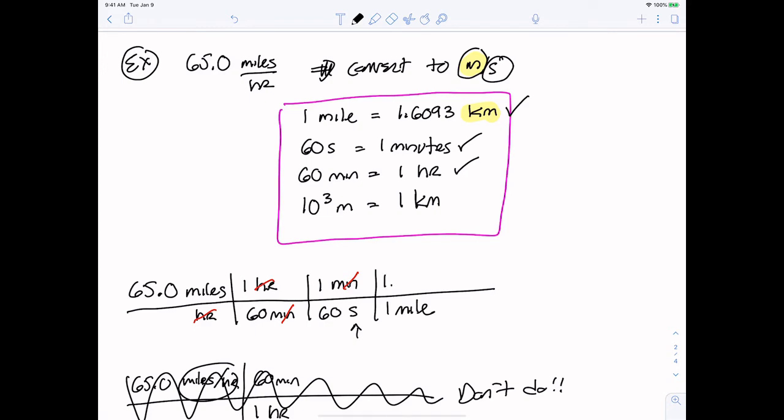And then 1.6093 kilometers goes on top. I'm going to cancel it. And then we're almost done, right? If we were to stop right now, my units would be kilometers per second. That's not what I want. I want meters per second, so we're not done yet. Kilometers is on top. It needs to go on the bottom. Grab that conversion factor.